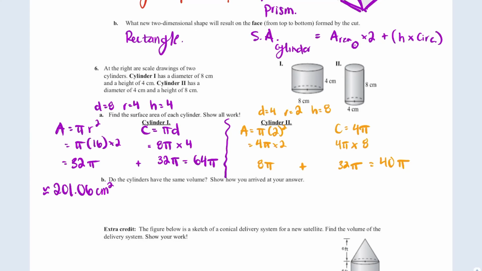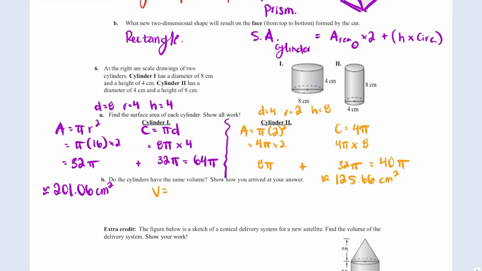So you're going to type that into your calculator, 40 times pi. And you get approximately 125.66 centimeters squared. Do the cylinders have the same volume? Show how you arrived at your answer.